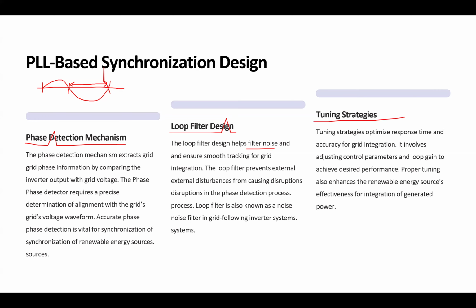And the tuning strategy is how to optimize our response time and accuracy for grid integration, which basically means how to adjust our control system. For this phase detection, how to adjust the values, the parameters. If the grid faces changes or dynamic or different states, by adjusting, we could optimize our accuracy of phase detection.